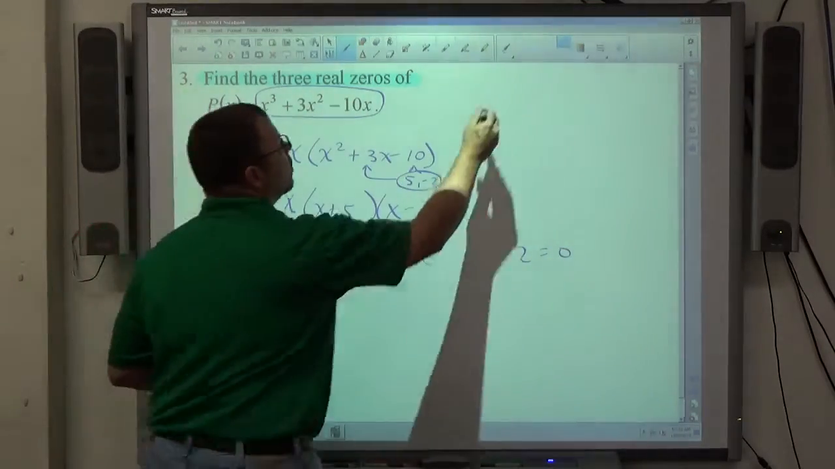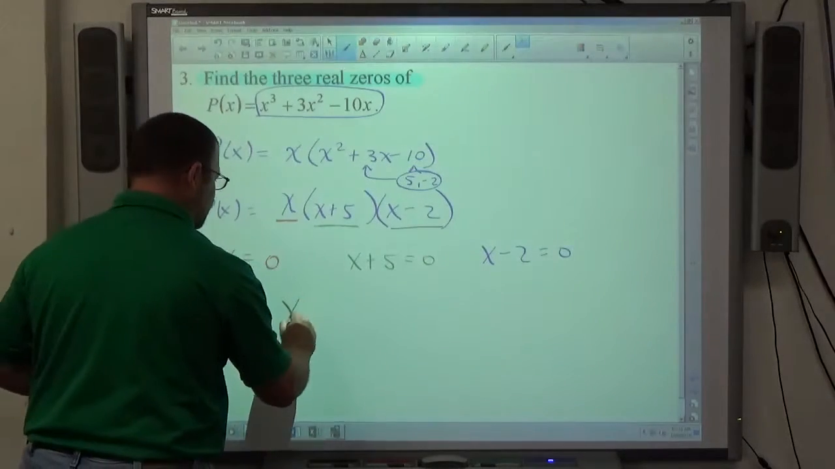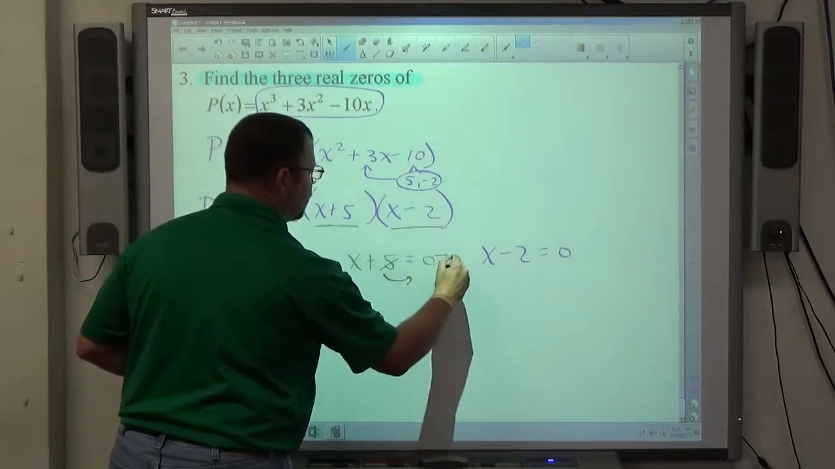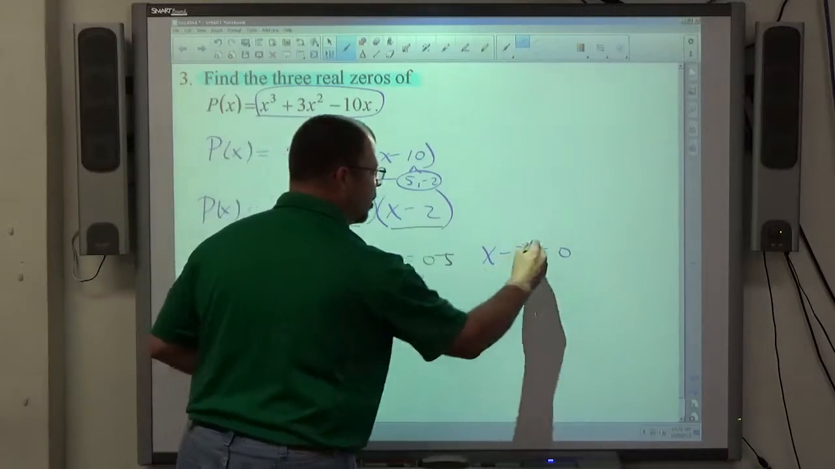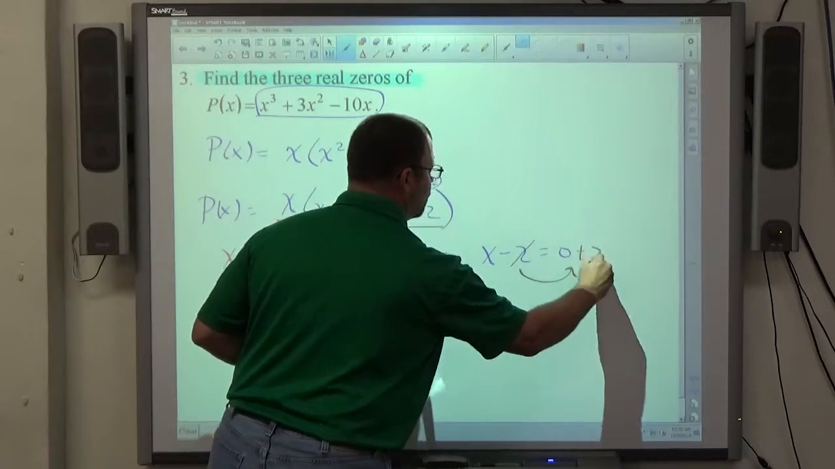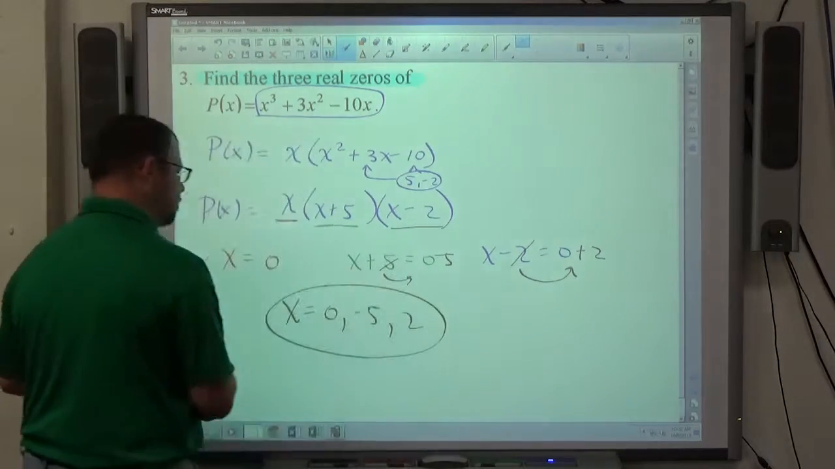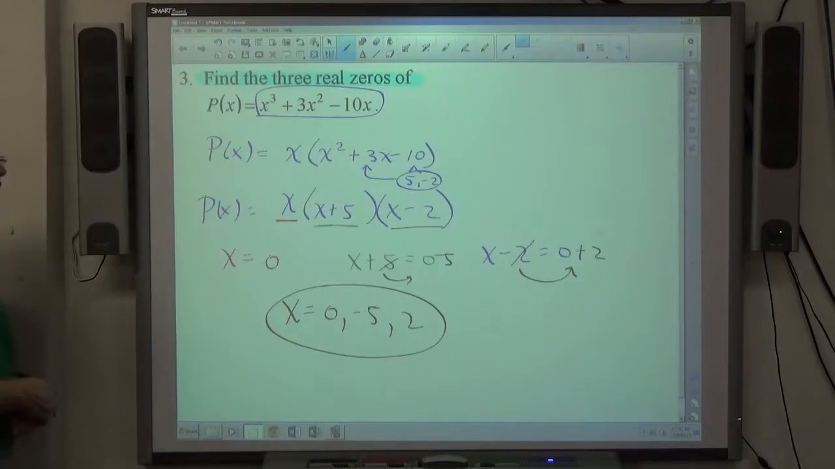And if I solve each of those individually, x equals 0 is already done. Move the 5 over, becomes negative 5. So 0 minus 5 is negative 5. Move the 2 over, becomes positive 2. 0 plus 2 is positive 2. So the 3 real zeros are 0, negative 5, and 2.